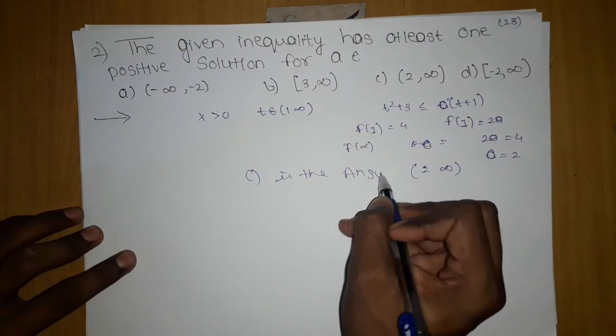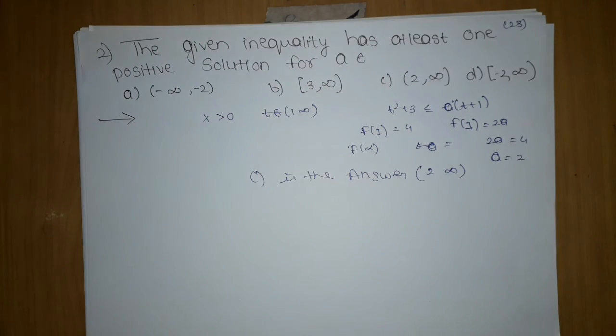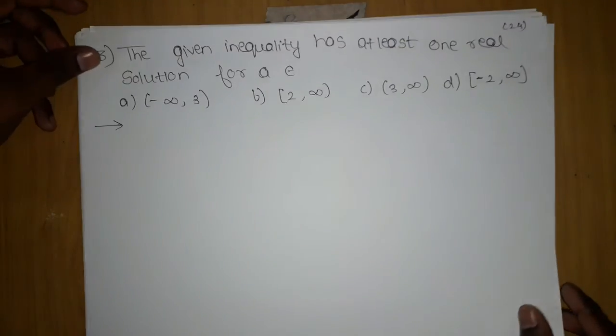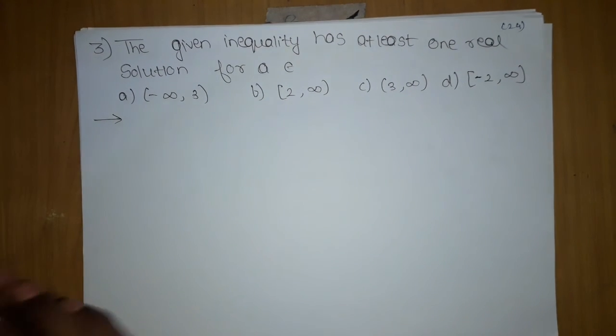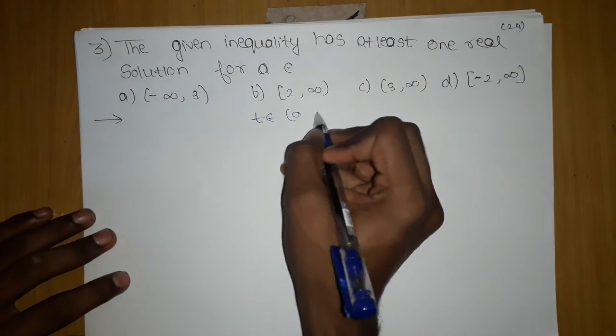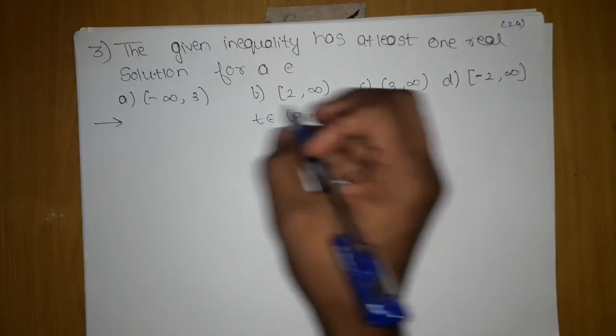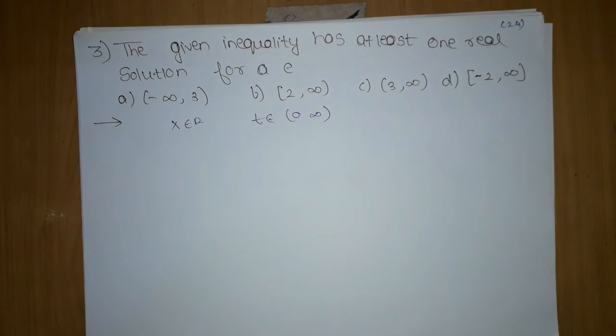Okay, now let's see the third question from this comprehension, which is as follows. The given inequality has at least one real solution for a belonging to this stuff. Real means negative and positive both included. Now t will belong from 0 to infinity. Okay, just be alert here, and x belongs to R. At least one real solution, it can be positive or negative, doesn't matter.